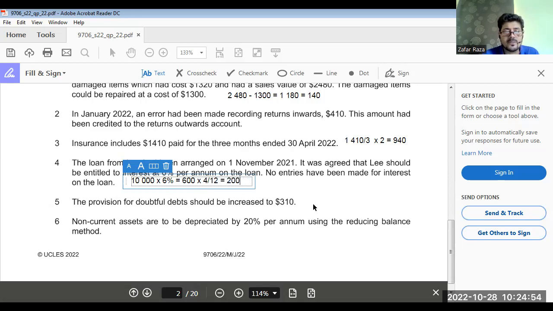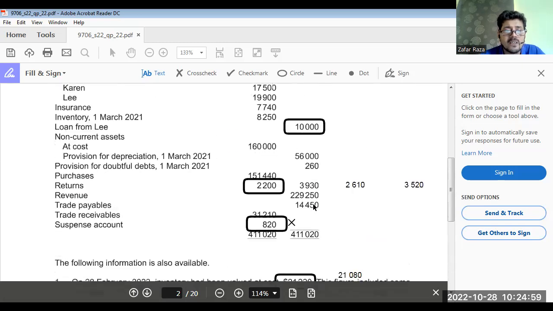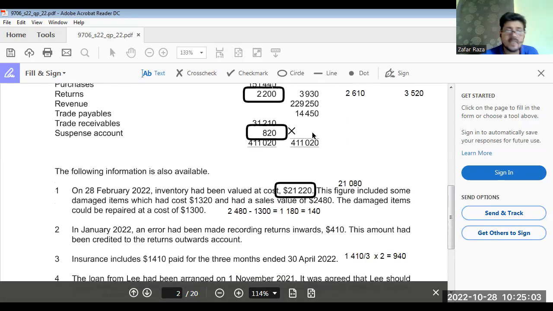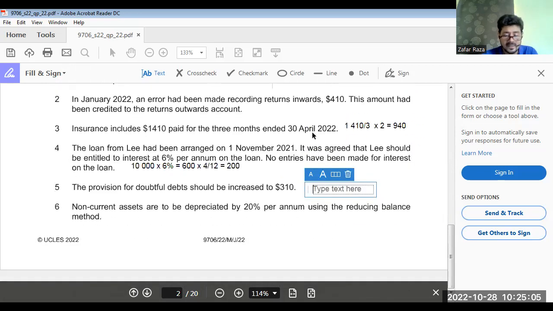The provision for doubtful debt should be increased to 310. For that purpose, we should see how much provision for doubtful debts is available. It is 260, and we have to increase it to 310. So 310 minus 260 means we have to increase it by $50.